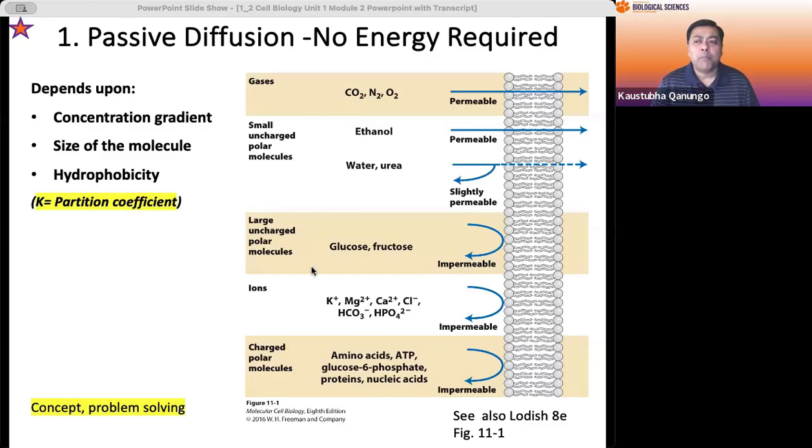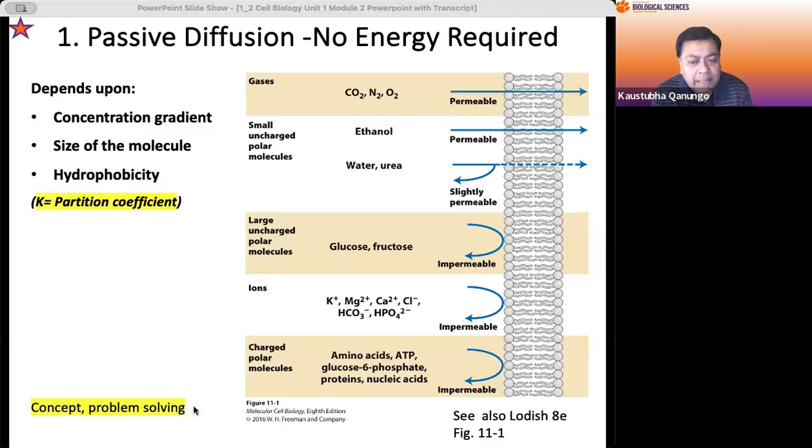Then the most important factor for the membrane particularly is hydrophobicity. Hydrophobicity is the ability of that molecule to dissolve in the lipid bilayer, and this is expressed as the partition coefficient. The higher the partition coefficient, the more the hydrophobicity of that molecule increases. I will not ask any specific question based on that in the exam, but you will see that there is one question in your quiz that a lot of people have struggled with.